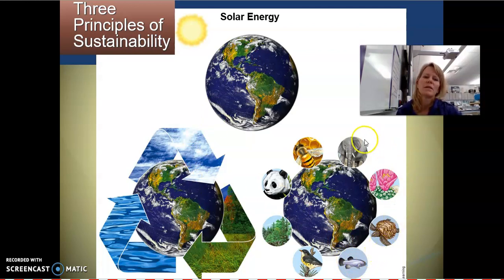Biodiversity, not only a variety of different species, but we have to have different ecosystems. We have to have a variety within a single species. Look at how different all of us are from each other. And you'll find that variety really does make for a healthier ecosystem. And then we have to make sure that chemicals continue to cycle through the environment.